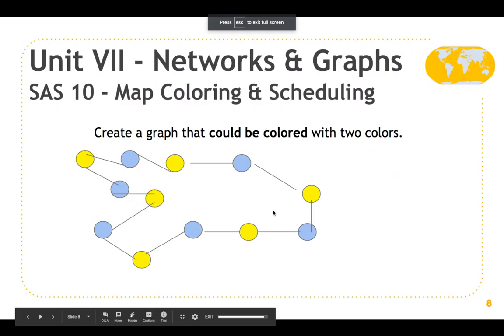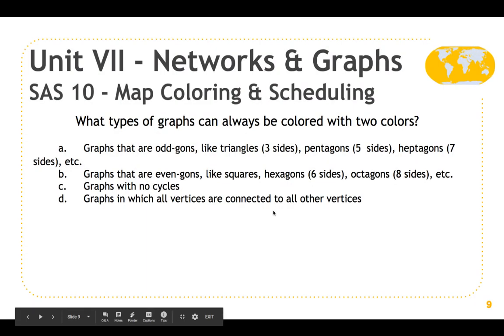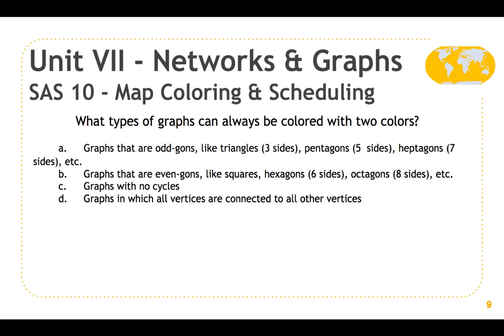All right. Let's keep going. What types of graphs can always be colored with 2 colors? Graphs that are odd-gons, like triangles, 3 sides, pentagons, 5 sides, heptagons, etc. Is that true? Well, let's look at an odd-gon. If you have a triangle, in other words, a graph that has 3 vertices and edges going just around the circle, 3 sides would work. You'd only need 2 colors, or would you?